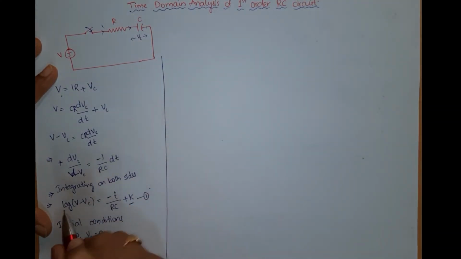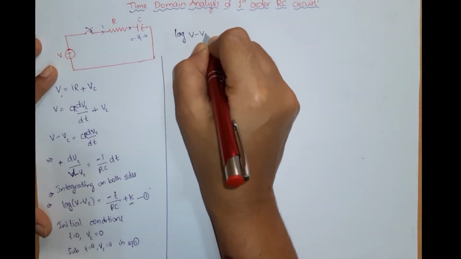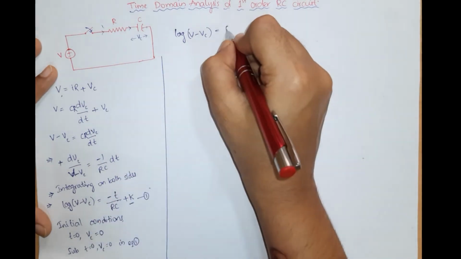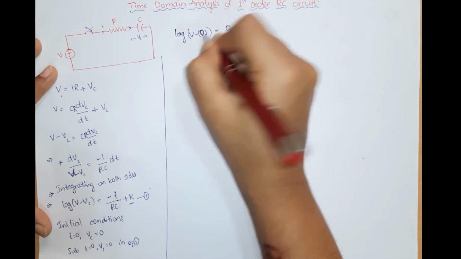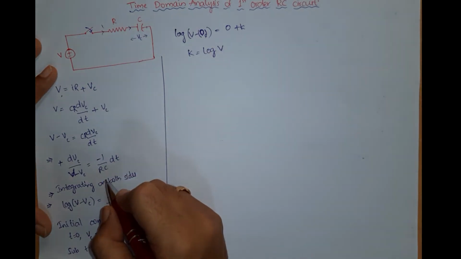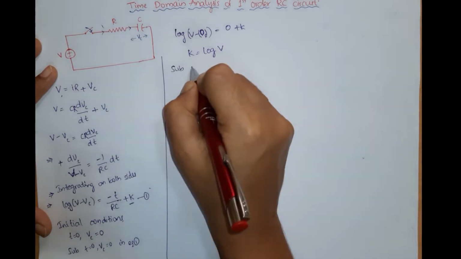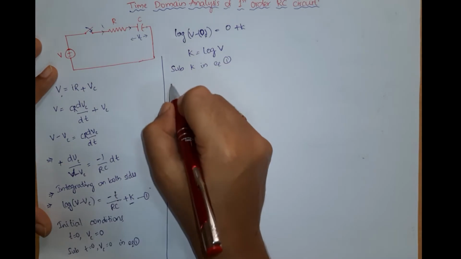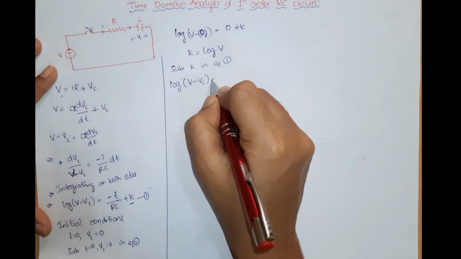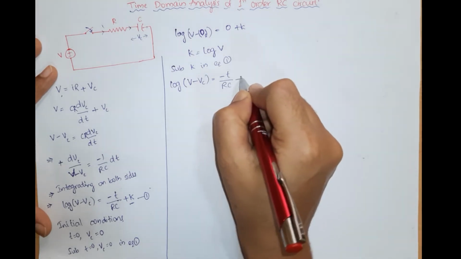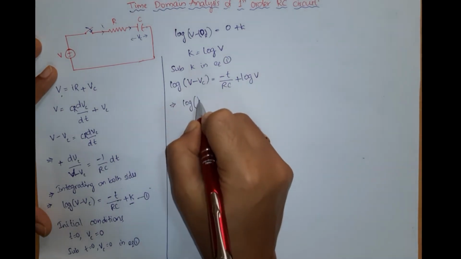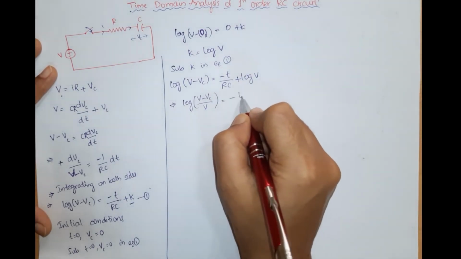We get log V minus Vc equals, with t equals 0 and Vc also 0, plus K, that is K equals log V. Now substituting K in equation 1, I get the total equation: log V minus Vc equals minus T by RC plus log V. So bringing this to this side, I get log of V minus Vc by V equals minus T by RC.